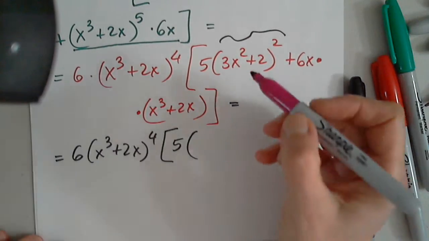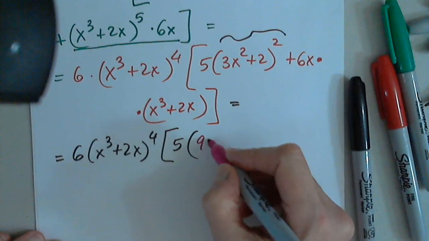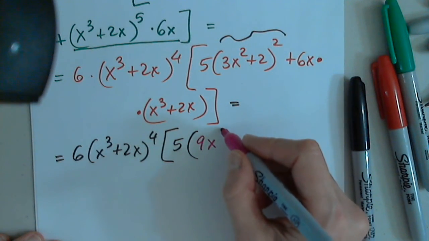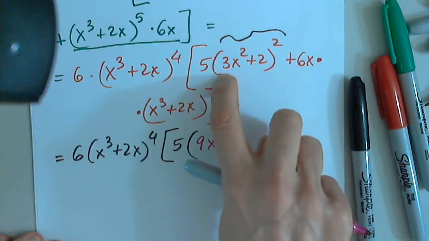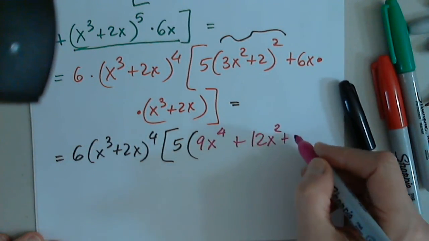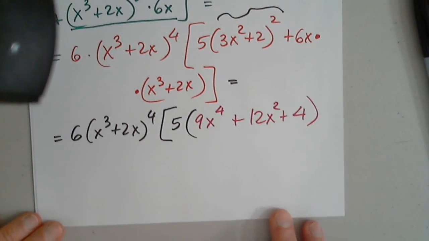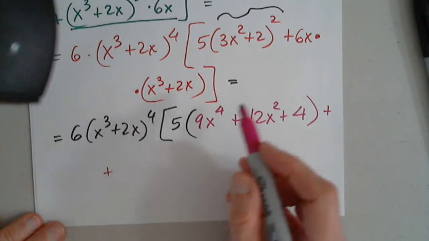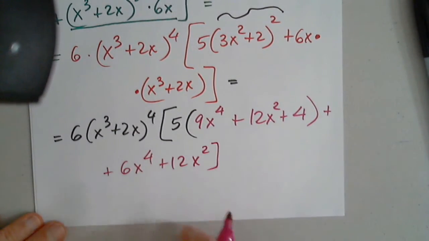Good. So it's 3 squared, 9x squared, yes, 9x to the 4th. Excellent. Plus 2 times 2 times 3, or if you want to say 6 times 2, that's fine too. And plus 4. Okay, plus. So we have 6x to the 4th plus 12x squared.